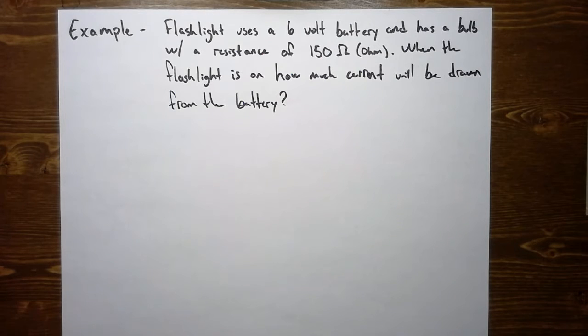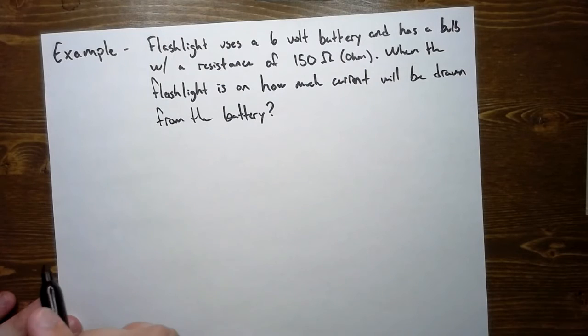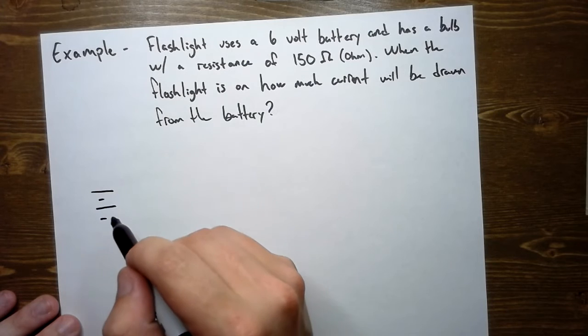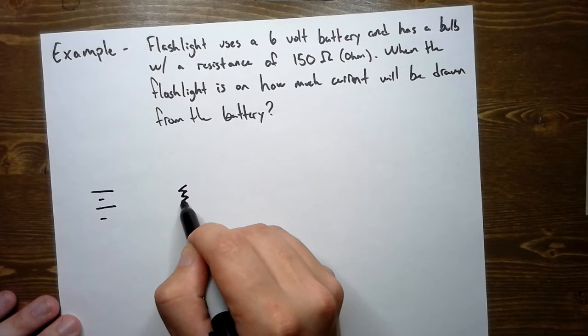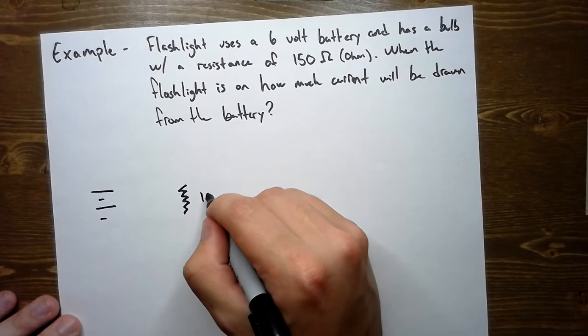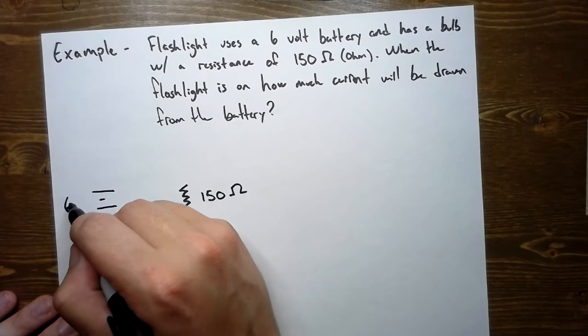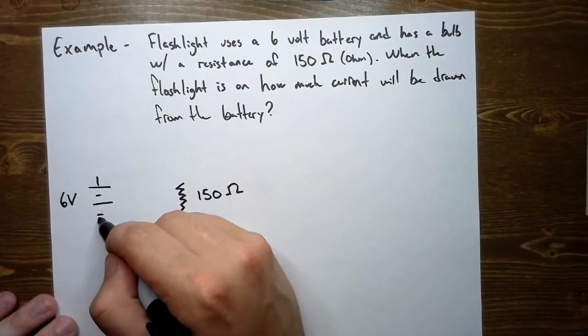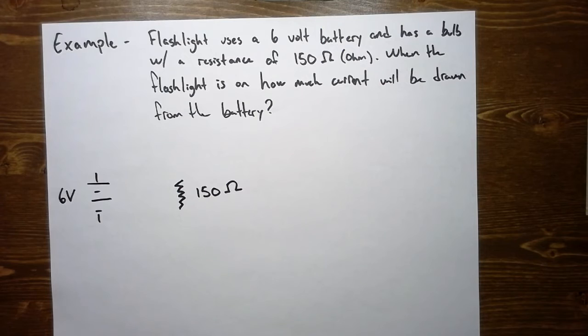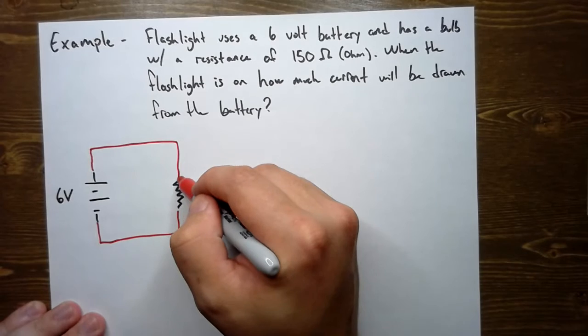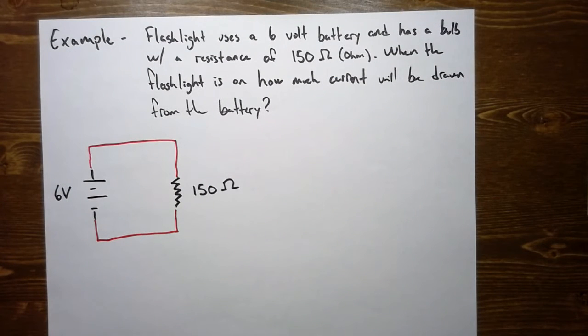All right, I hope you guys were able to figure that one out. What I'm going to do first is draw a little schematic so we can see what we're doing here. You get your power source here. You've got your light bulb. We'll draw that as a resistor. They said that that was 150 ohms and that this was 6 volts. So I'll connect these in a circuit here, just like that.